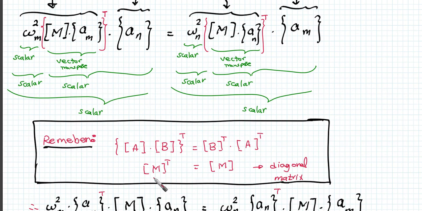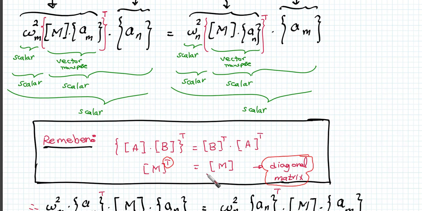And whenever we have a diagonal matrix like the mass matrix and we transpose it, it equals the diagonal matrix itself. Why is this? Because it is a diagonal matrix. The off-diagonal elements are all zeros, so we have a diagonal matrix here. So M transpose equals M. Okay, they are the same.